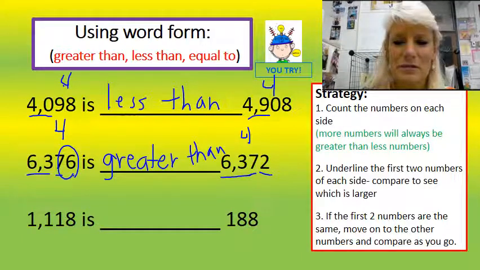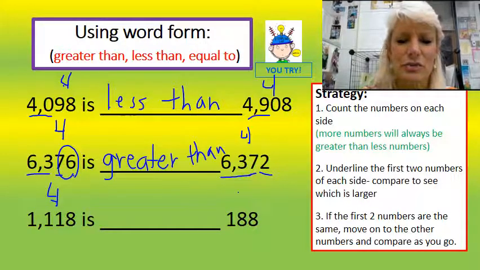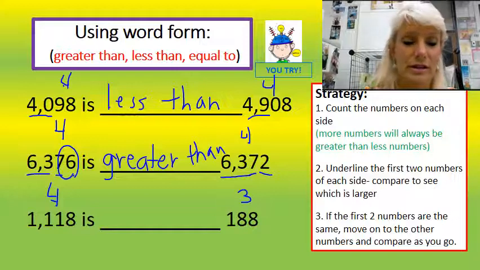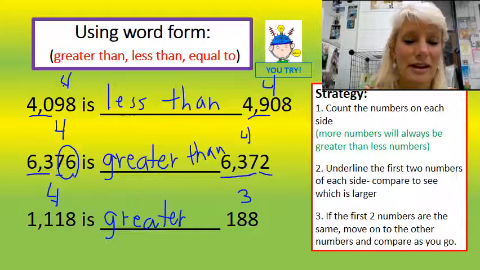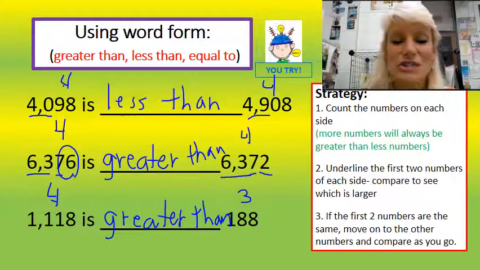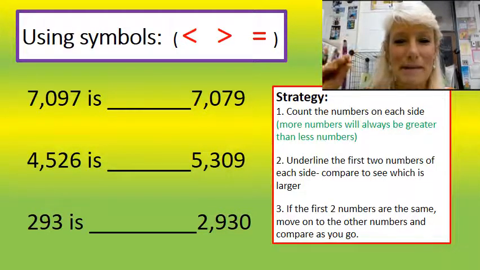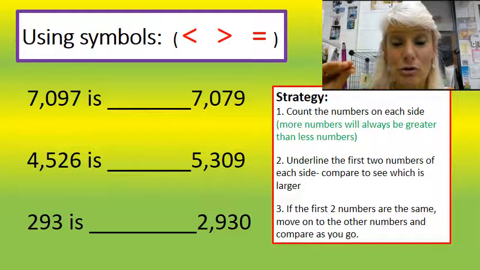All right, the next one, I'm going to start with that first strategy. I have 4 numbers here, and I had 3 numbers here, and I know that 4 will always be greater than 3. So I know that 1,118 is greater than 188. Okay, we're going to be using the same strategy here, but this time we're using symbols. And just as a reminder, I always say that the big mouth eats the big numbers.